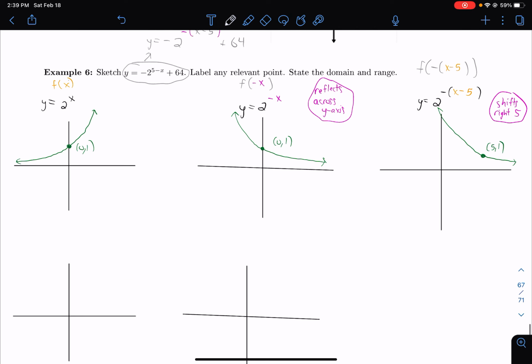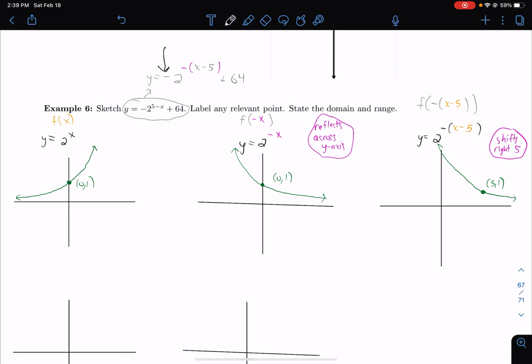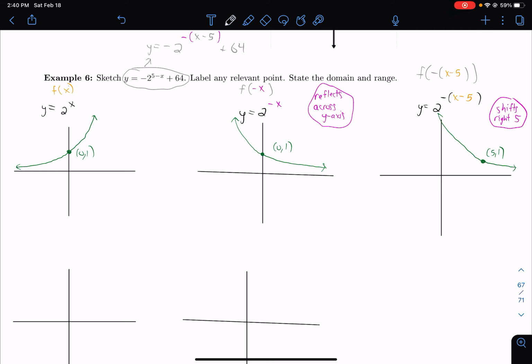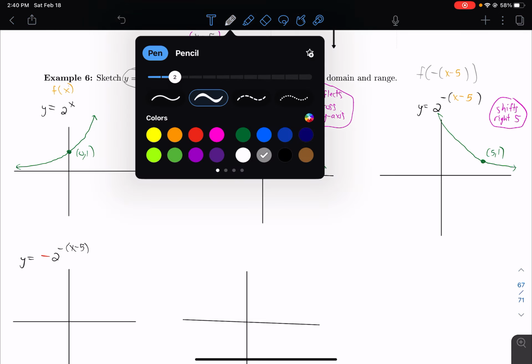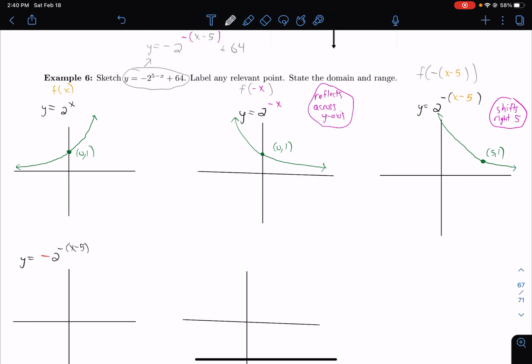So there's a couple things left. There is this other negative sign in front of this portion, and there's this plus 64 at the end. So what I have to deal with next is that negative sign in front of the function, because that is multiplying it, and that takes priority over adding a 64 at the end. So I'm going to get y equals, we got that 2 to the negative parentheses x minus 5, and in front of all of that, we are putting a negative sign. In terms of my general formula, we have taken our f of negative parentheses x minus 5, that's what we had up until now. And we're putting a negative in front of that whole general formula.